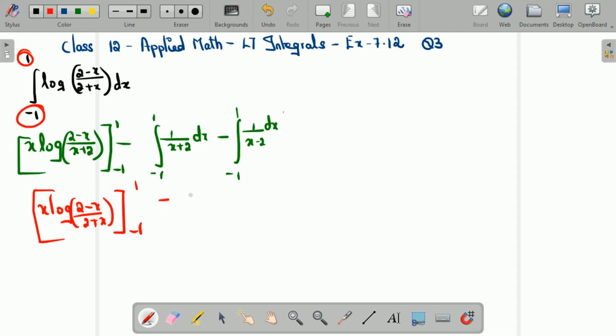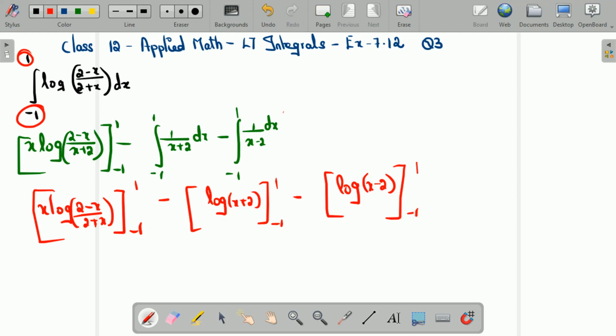In this case, the integral of 1 divided by (x plus 2) is actually log of (x plus 2), and the limit is minus 1 to 1. Minus of, here again I have to put, this is going to be log of (x minus 2) between the limits minus 1 and 1. Now let's start to apply the limits. If I apply the upper limit to the first one, it is going to be 1 into log of (2 minus 1) divided by (2 plus 1), which is 1 divided by 3.